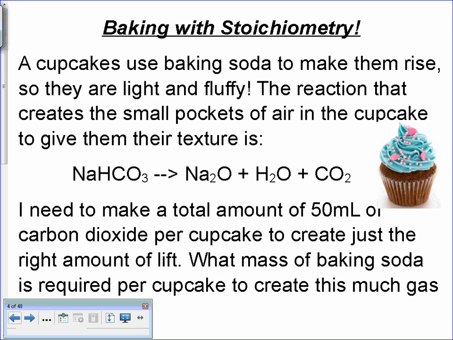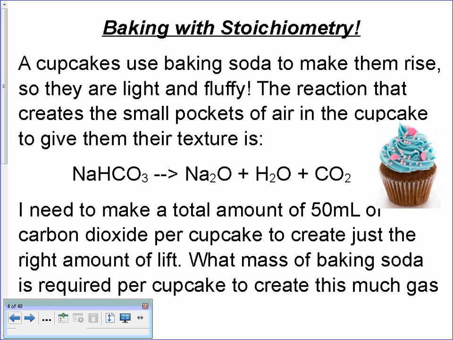Baking with stoichiometry. A cupcake uses baking soda to make them rise, so they are light and fluffy. This reaction creates small pockets of air in the cupcake to give them their texture. This is the reaction. Write down this reaction. Does this reaction look familiar? Write this on a separate sheet of paper.